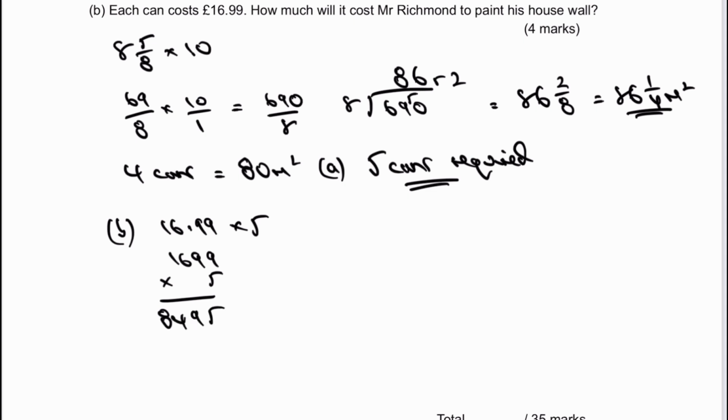Although on this particular question it's not going to have any effect, it does sometimes where you've got 2-digit multiplication. So I will post about this at some point in the future. So that's going to be 8,495 pennies, which is going to be a total price of £84.95 for Mr. Richmond to buy the paint to paint the side of his house.